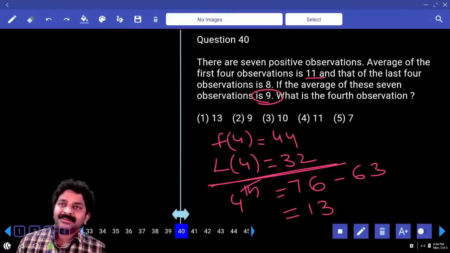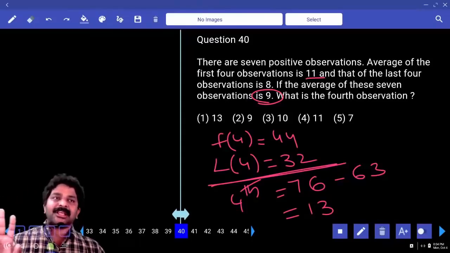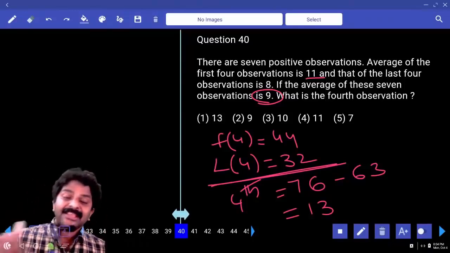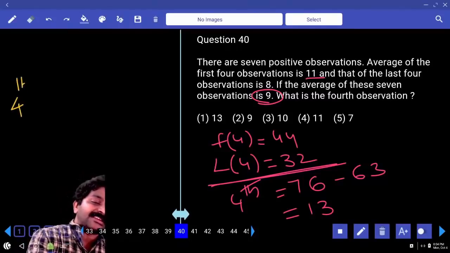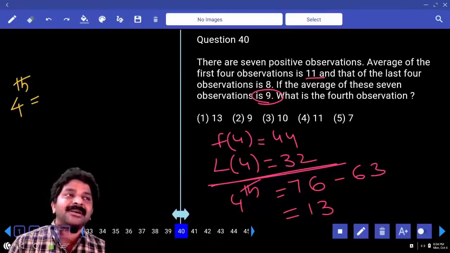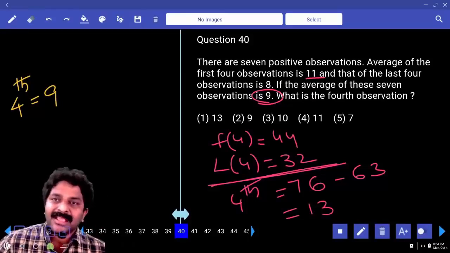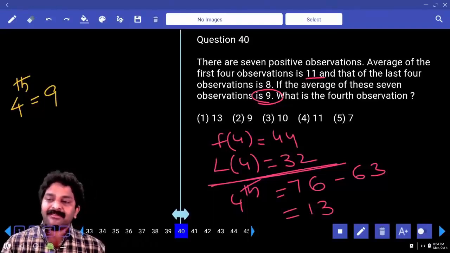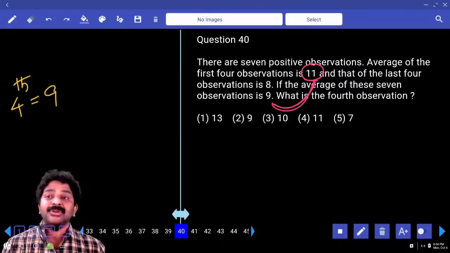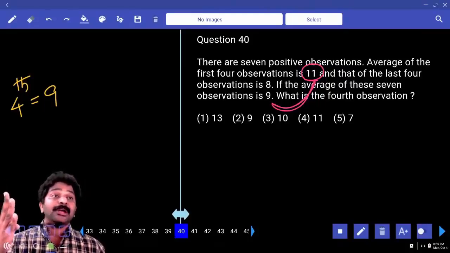Equality concept. First 4 numbers, last 4 numbers, total 8 numbers. So the fourth number is, if it is a number repeat case, is it direct effect or reverse effect? Direct. So what is the average of 7 numbers? 9. Equality concept, I will start with the fourth number as 9. First 4 numbers average is 11, which is how much more than the actual average? 2 more. Like that, how many numbers are there? 4. 4 into 2, 8 more.